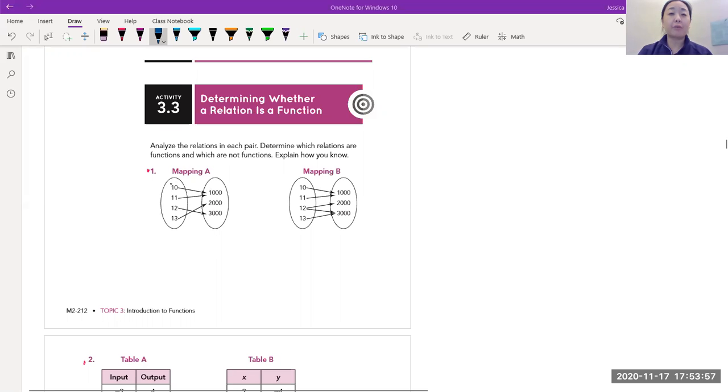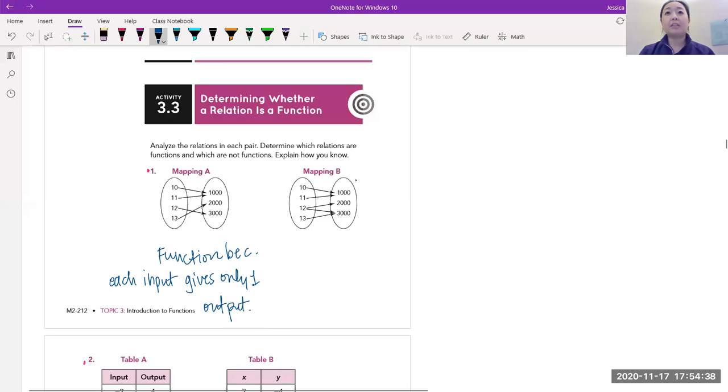For this 10, does it only go to one answer? Yep, it goes to 1,000. For 11, it goes to one answer, 1,000. 12, 3,000, 13, 2,000. So each of these inputs leads to only one output, which means yes, this is definitely a function, because each input gives only one output. Okay, that's how we do that.